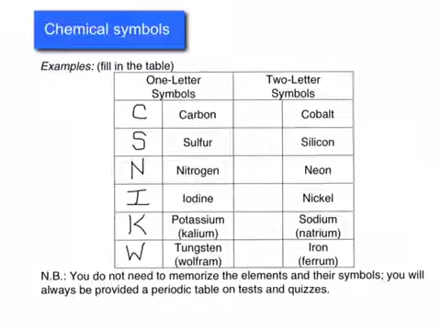And so once more elements had been discovered, they started giving them two-letter symbols. And it's important to note that the symbol only has one capital letter in it, so the second letter in the symbol is always going to be lowercase. So for cobalt, that symbol is capital C with a lowercase o. For silicon, it's going to be a capital S with a lowercase i. For neon, we have a capital N with a lowercase e. Nickel is a capital N with a lowercase i.